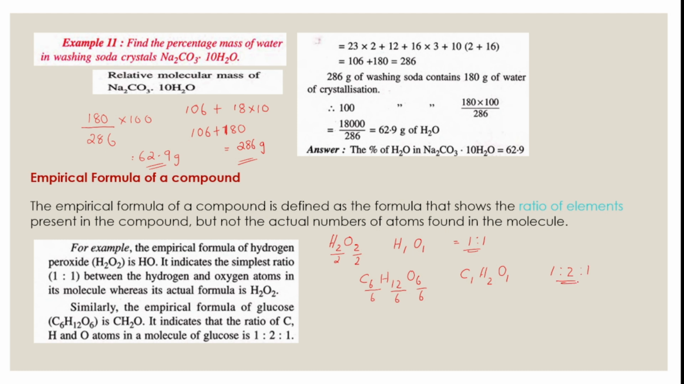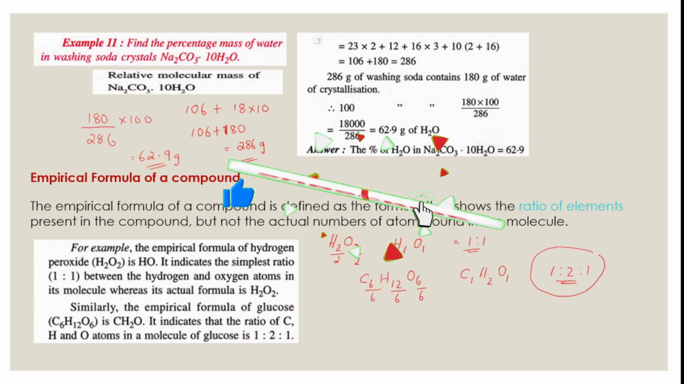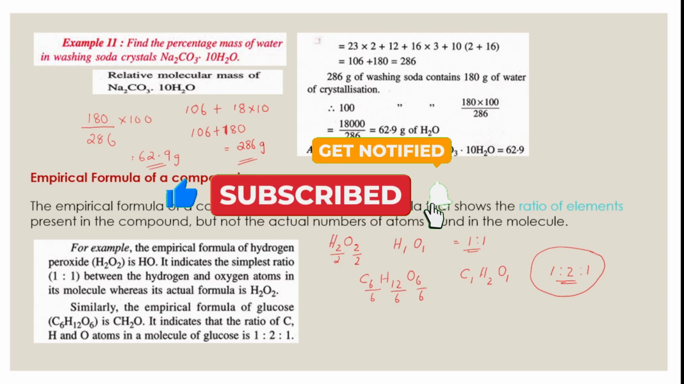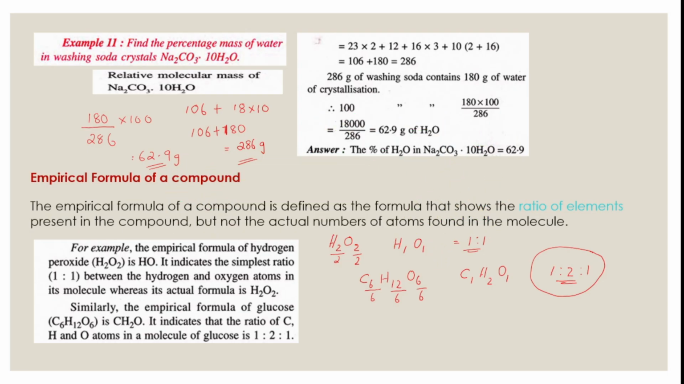So what is empirical formula? Empirical formula of a compound is defined as the formula that shows the ratio of elements present in the compound. So they show us in what ratio these elements are present in the compound, but they are not showing us the actual number of atoms found in the molecules. These are not the actual numbers, but these are the ratio of the elements in the compound. Empirical formula will not show the actual number of atoms, but they give us an idea of the ratio in which these elements are present in the compound. With this, we complete our chapter. Hope you have understood this.